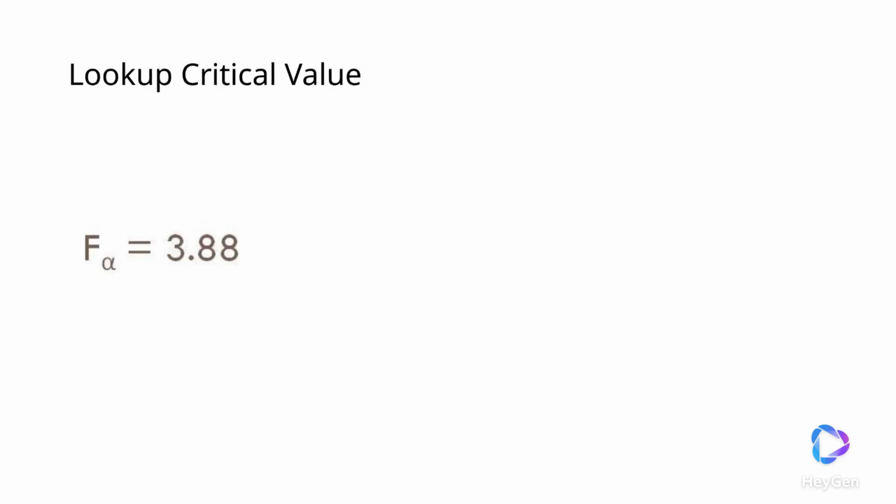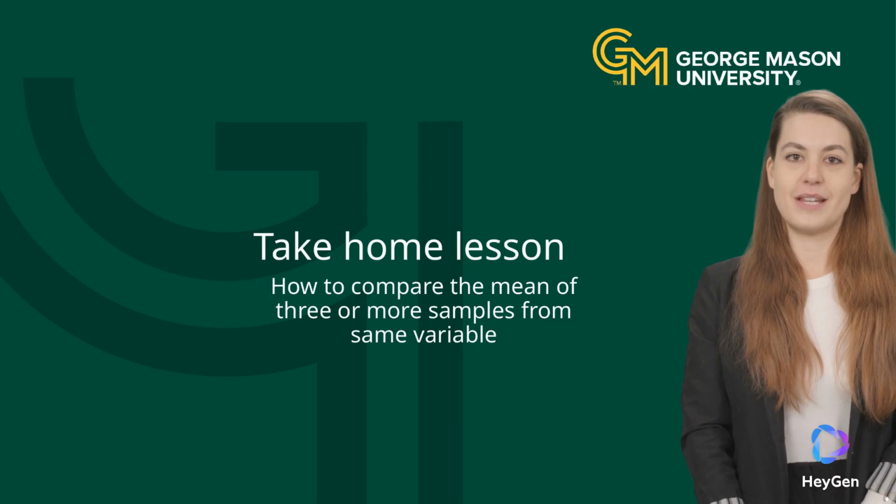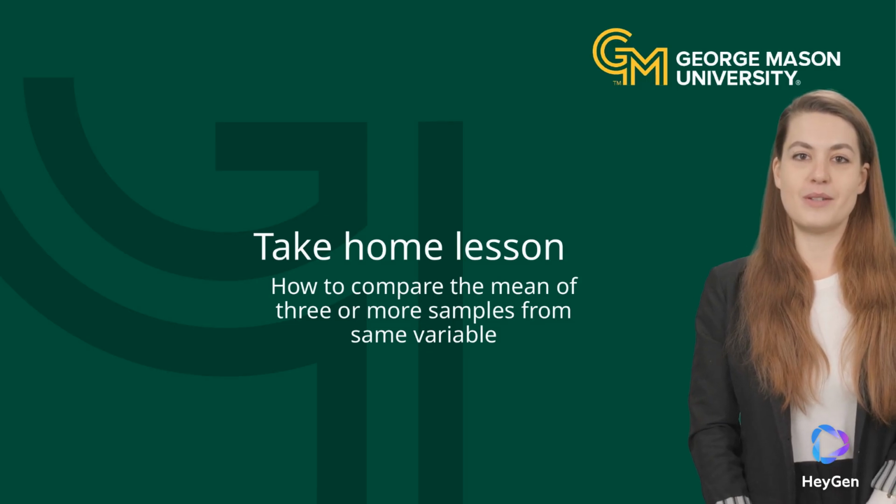The f-statistic at alpha 0.05 is 3.88. We reject the hypothesis that there are no group differences. This set of slides have shown you how to compare the mean of 3 or more samples from same variable.